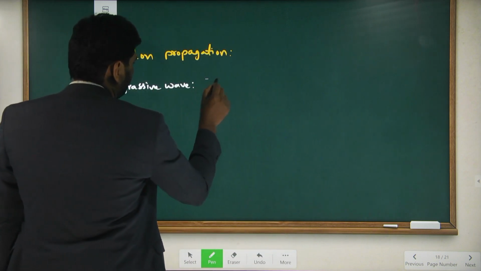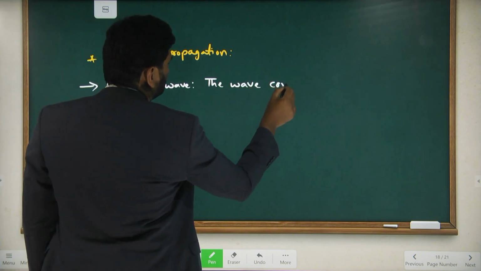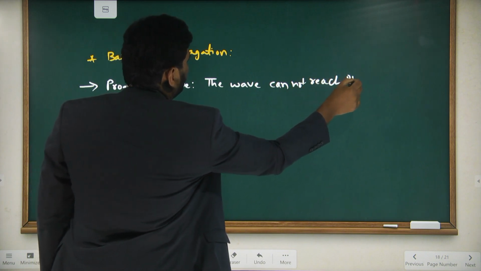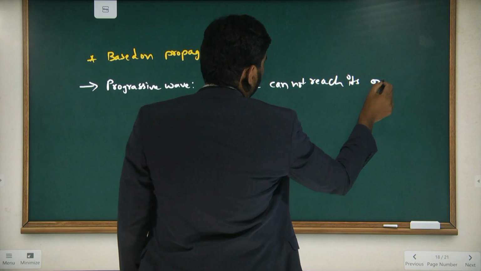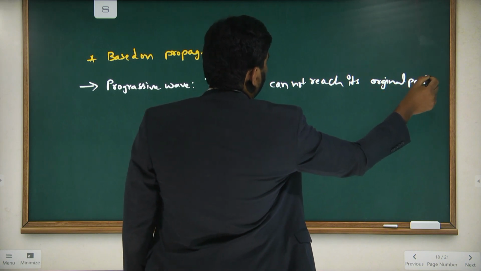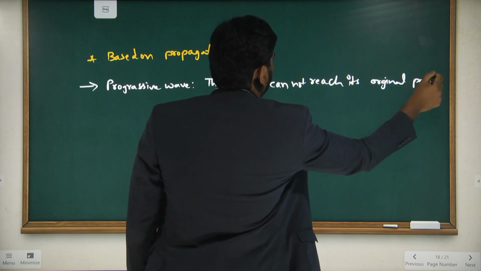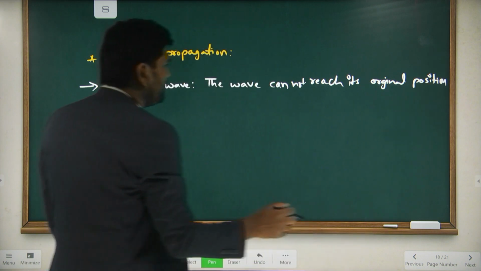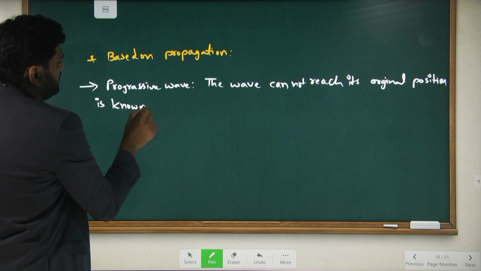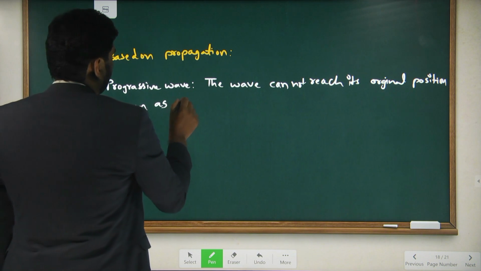Next thing, write down here the statement. The wave cannot reach its original position is known as what? Progressive wave.